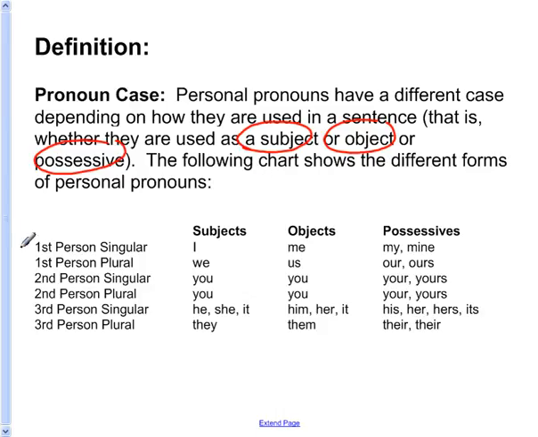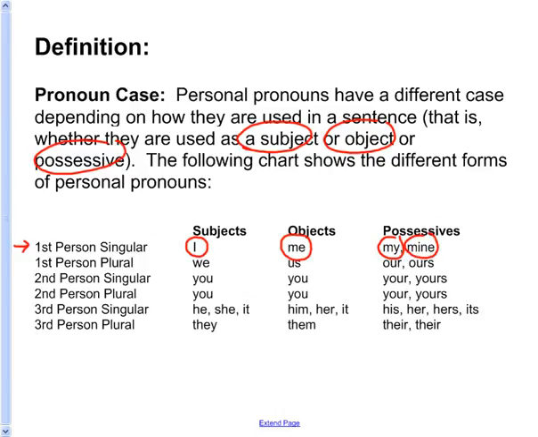Now let's just look at, for example, first person singular. If we're looking at a first person singular pronoun as a subject in the sentence, we would use the pronoun I. First person singular as an object in the sentence, we would use me. And first person singular used as a possessive pronoun, it would be either my or mine. All right, let's look at some examples.